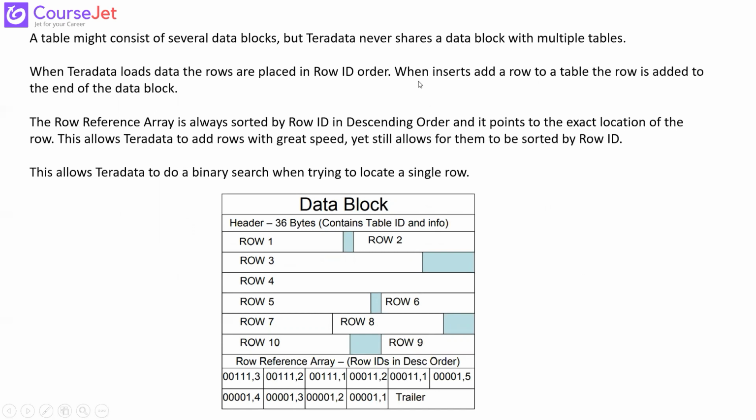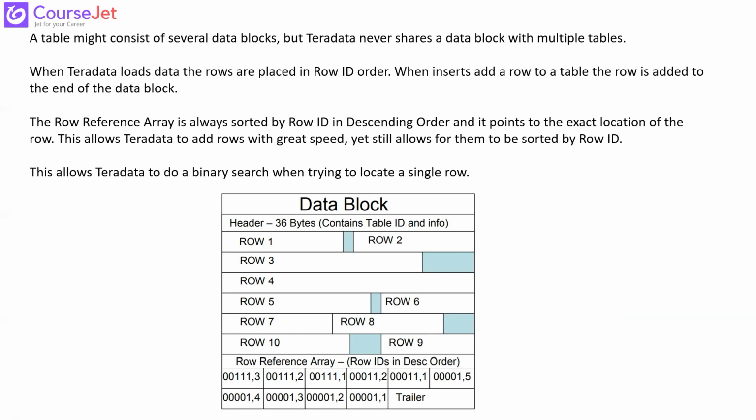So when an insert adds a row to a table, the row is added to the end of the data block. So if we add a new row called row 11, it will be added at the end, because this is already sorted out.